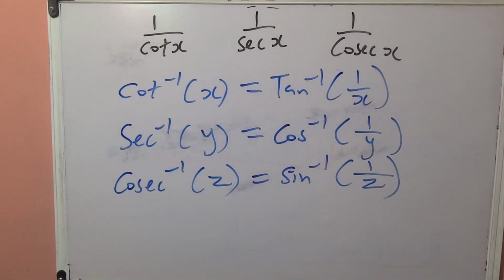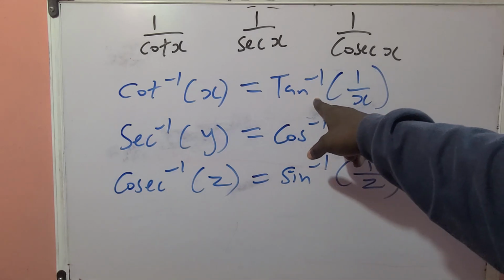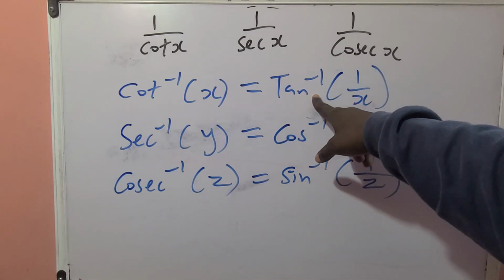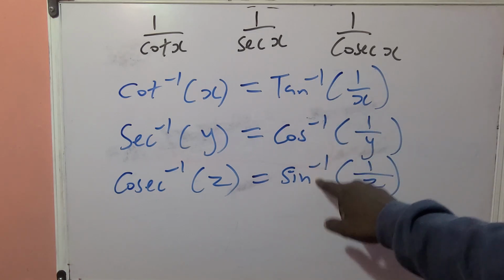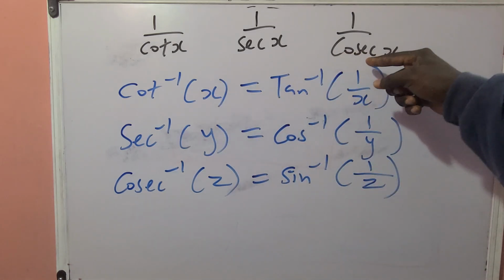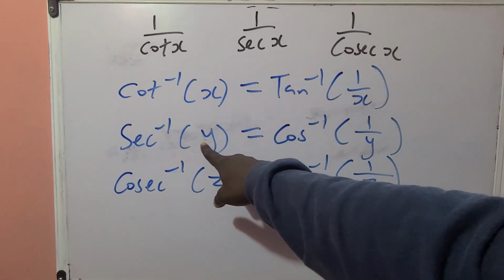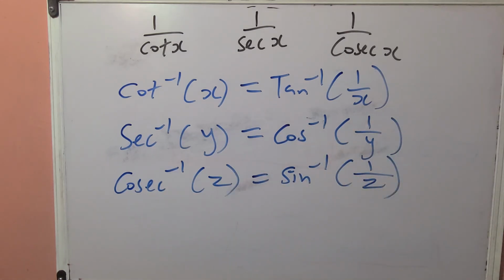So this is a rule that will always work. How do you find the arccot, arcsec, arccosec when you don't have these functions on a calculator? All you have to do is to find their respective reciprocals, that's arctan, arccos, and arcsin, and instead of the x value here, you make use of the reciprocal. Instead of the y value here, you make use of the reciprocal. Instead of the z value, you make use of the reciprocal.